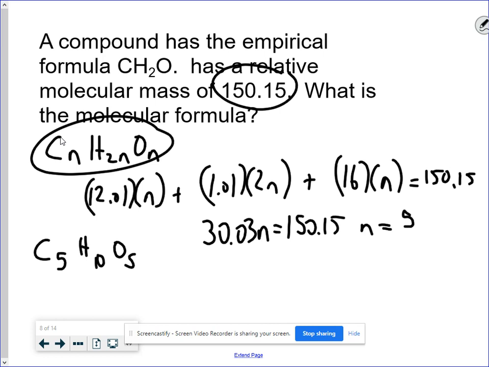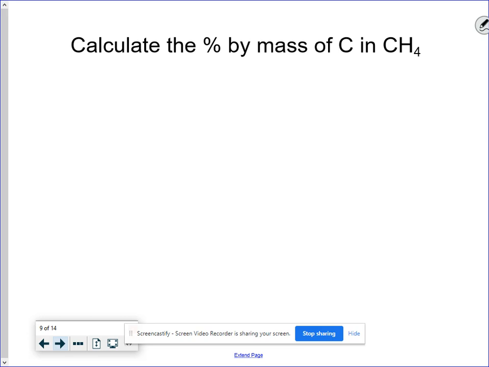Okay. All right, so there's one more concept I'm going to cover, and it's the percentage by mass of a certain element in a compound. So what is the percentage by mass of something like carbon in methane?